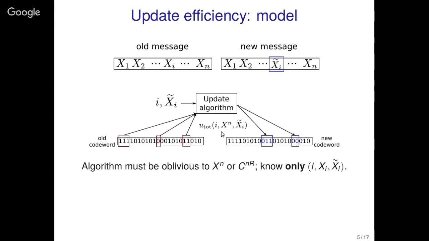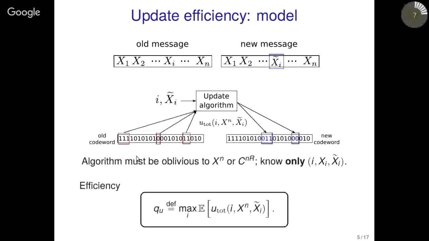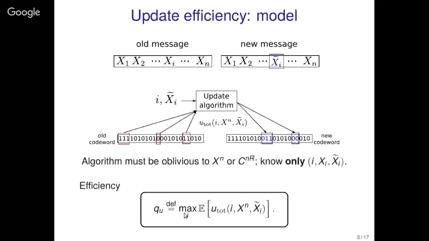So suppose that u_tot is the total number of bits probed and modified in order to update just xi with xi tilde. We measure the efficiency of a data compression algorithm using this parameter Q_U, which we call the update efficiency. So Q_U is the maximum over i of the average number of bits required to update xi with xi tilde. Once again, the average is taken over the underlying source x^n and the distribution of the new source xi tilde.